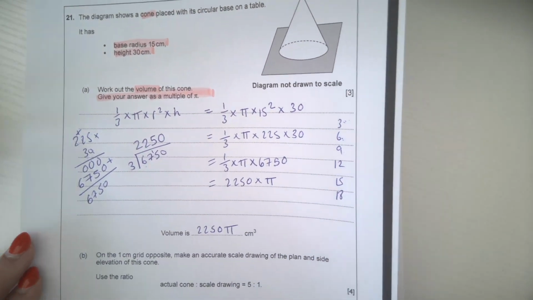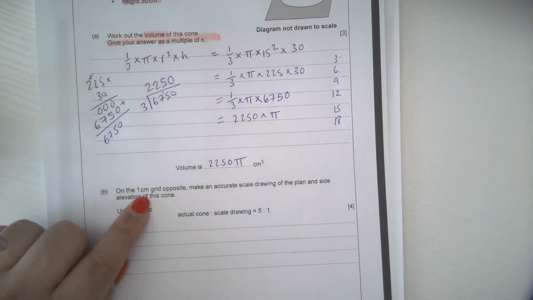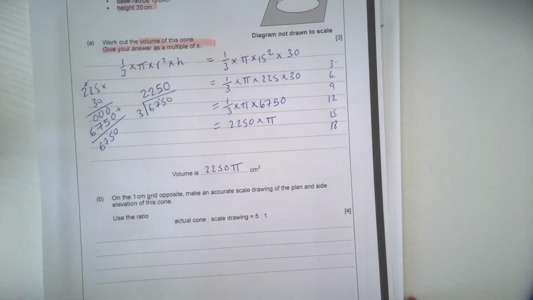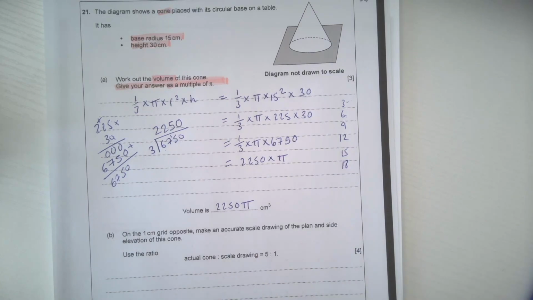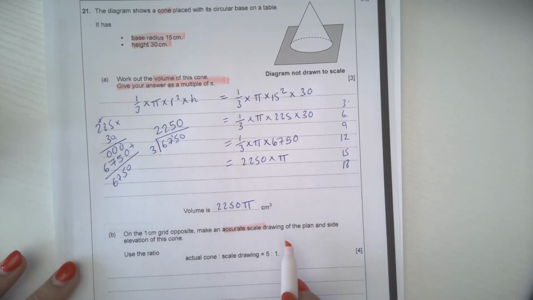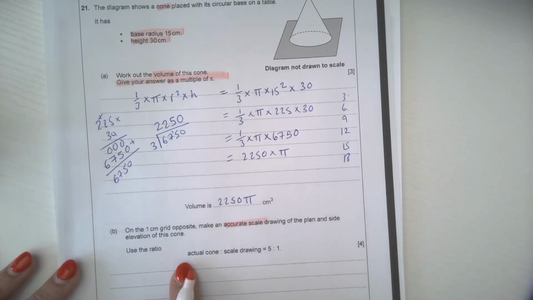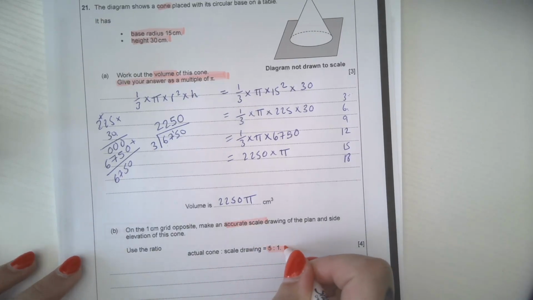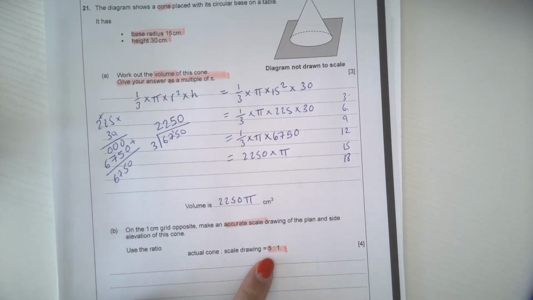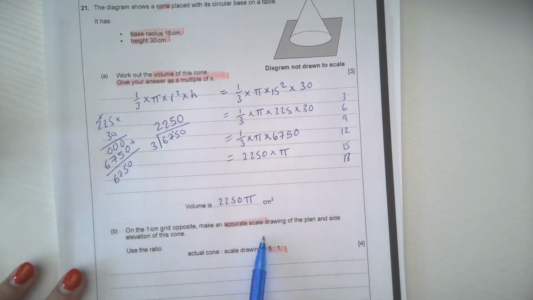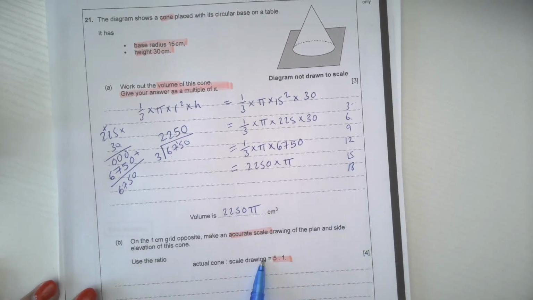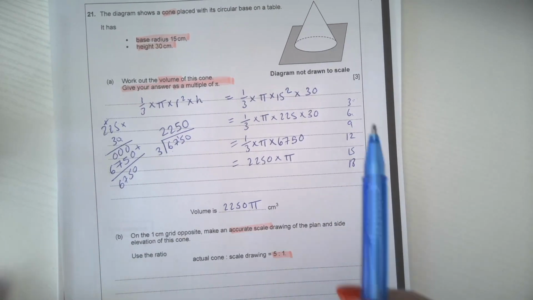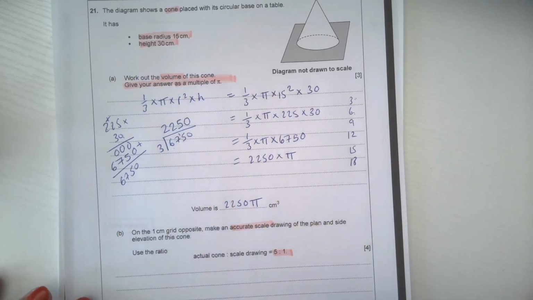Part B. On the 1 centimetre grid opposite, so we've got a 1 centimetre grid on our next page, make an accurate scale drawing of the plan and side elevation of this cone using the ratio actual cone to scale drawing is 5:1. So let's work with this ratio to start off with. The actual cone is 5 times bigger in real life than in the scale drawing. So let's figure out what our radius and height are going to be.